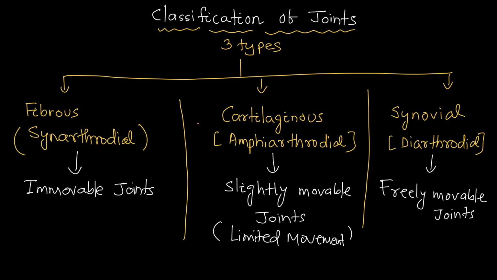Then how do we classify the joints? Joints are broadly classified into three types. First, fibrous joints or synarthrodial joints. They are also called immovable joints because they will not show any kind of movement. Cartilaginous joints or amphiarthrodial joints. They are slightly movable joints. They permit limited movement. Then synovial or diarthrodial joints. They are freely movable joints.